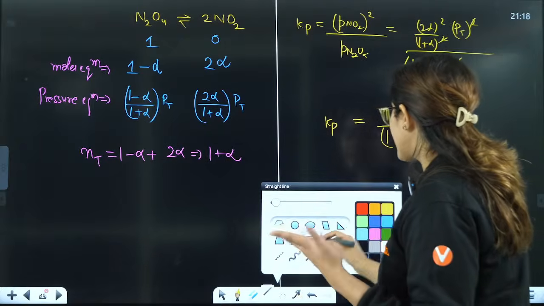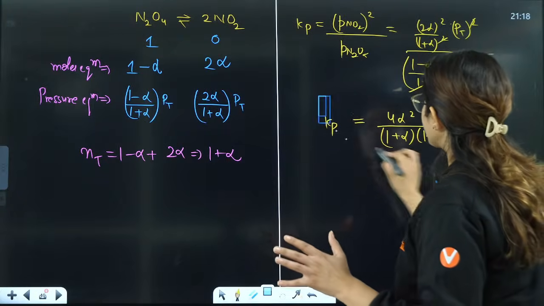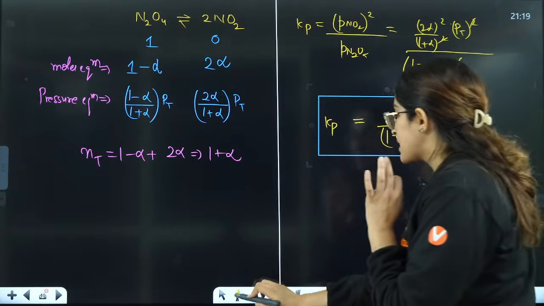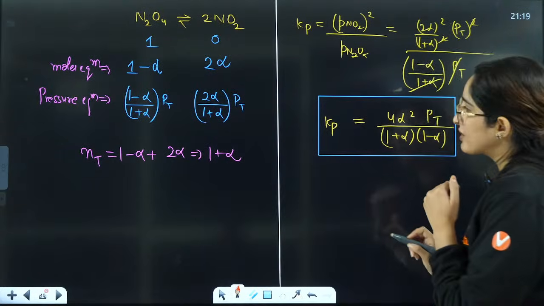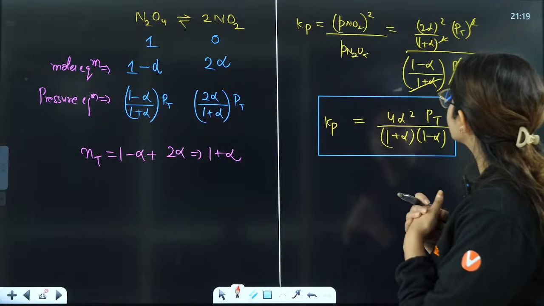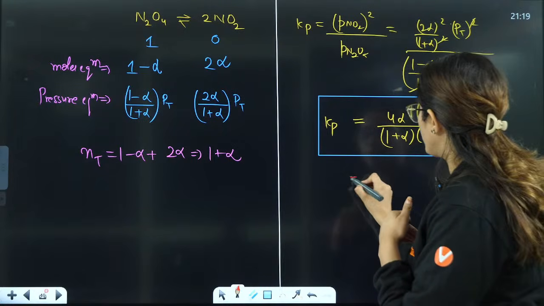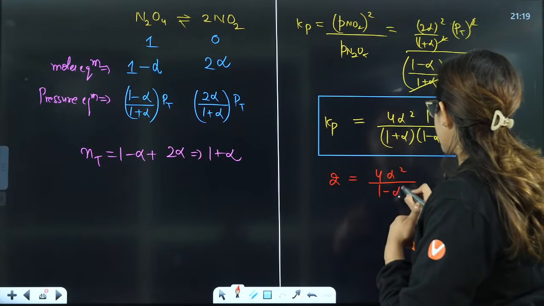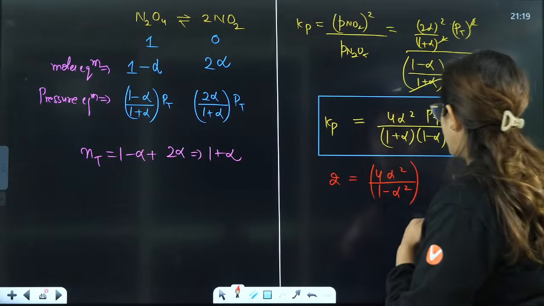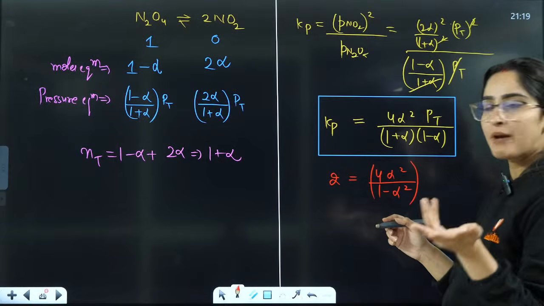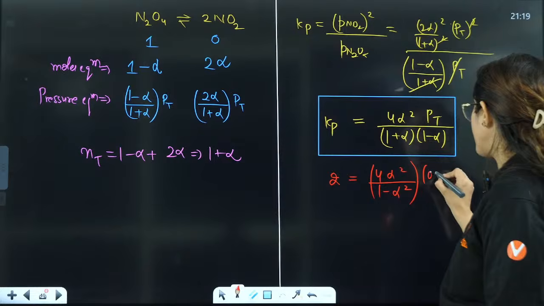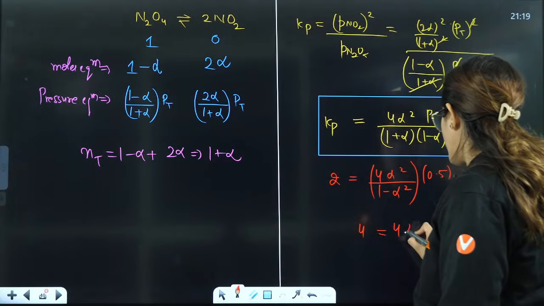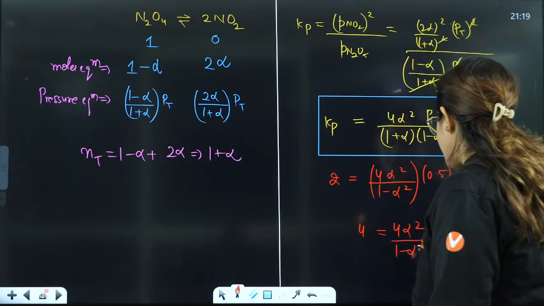Sometimes they just ask you this much simple question: what is this formula? Now what you have to do, put the value of Kp here. What is the value of Kp? Kp is given to be 2. This is 4 alpha square, this is 1 minus alpha square, right? A plus B, A minus B is A square minus B square. PT is given to be 0.5, that is 1 by 2. It will go here. This will become 4 into 4 alpha square, 1 minus alpha square.